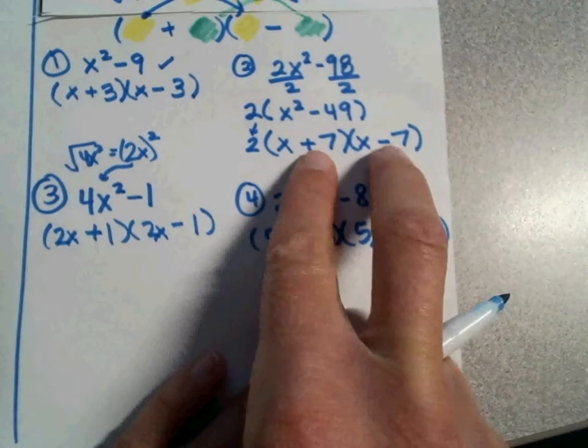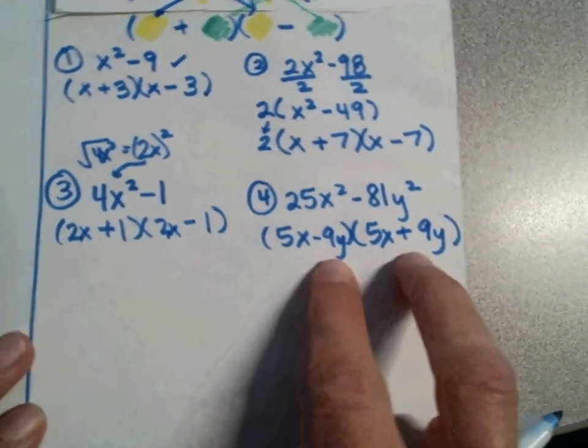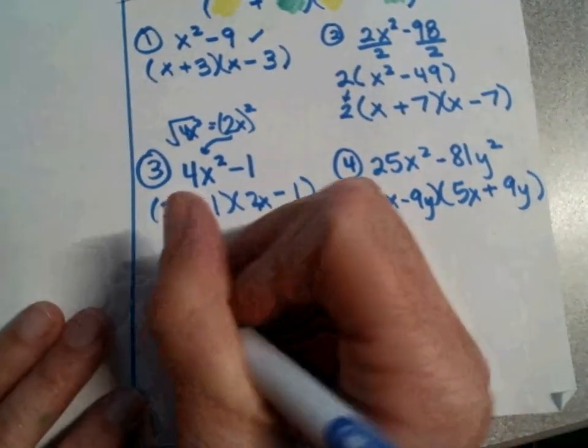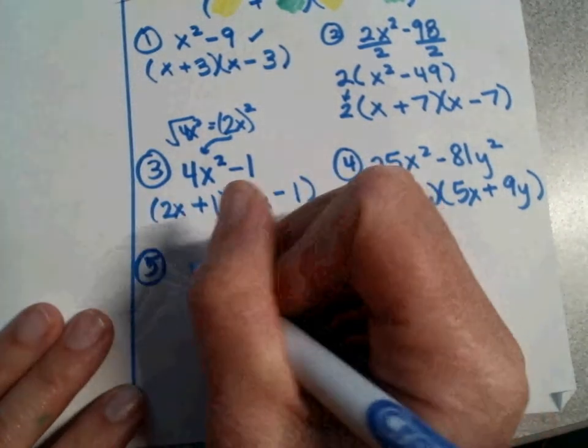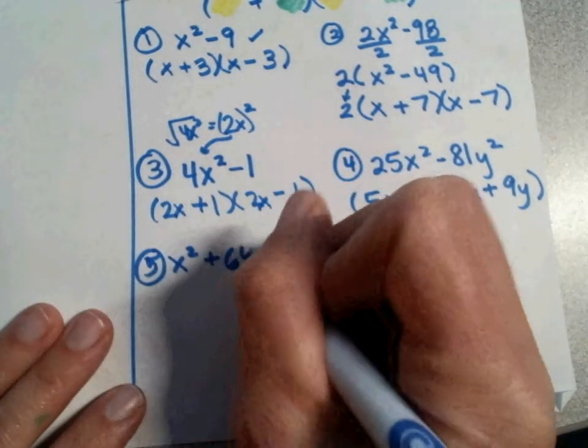Notice I put a minus and a plus and a plus and a minus. It does not matter the order. All right, number 5. How about x squared plus 64?